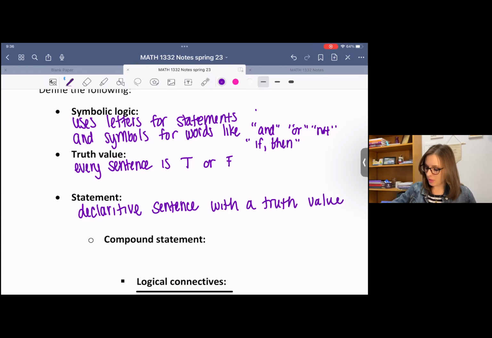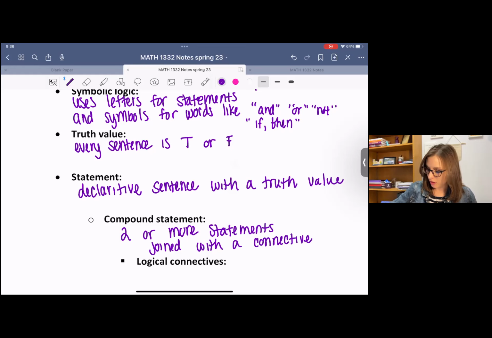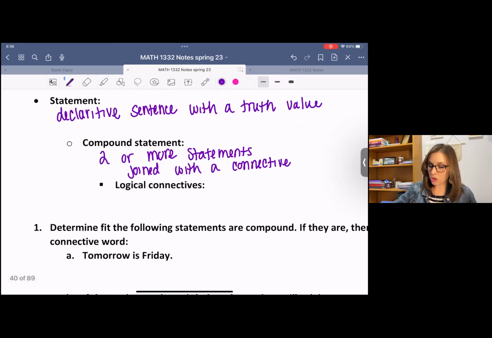A compound statement is two or more statements joined together with a connective. Logical connectives are those words that connect two statements. So you can have and, or, if then.